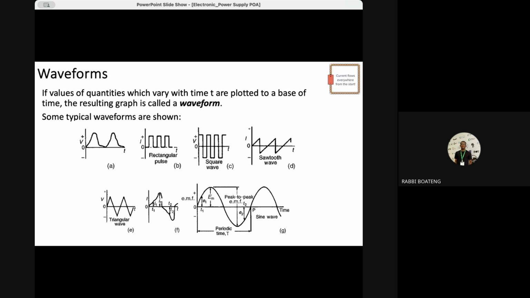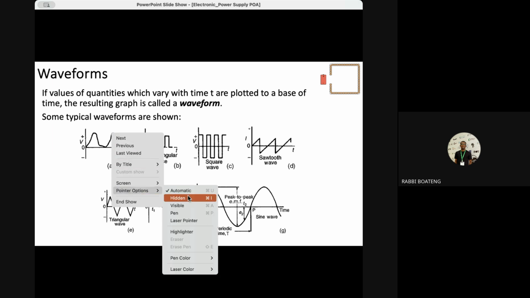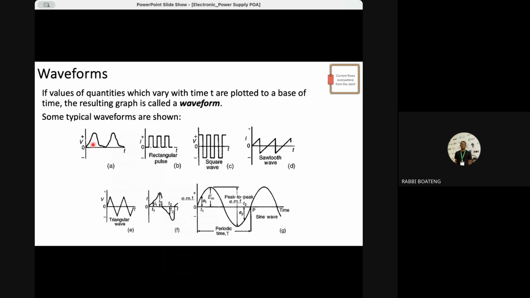So anytime there's a variation of this quantity and this variation goes with the varying of the time, we call it a waveform. And this quantity can be a whole lot of things. We can have, say, voltage. When we look at the first diagram here, you see there's time here and there's voltage here. So the quantity here is voltage, and it is varying with time. And that is what we call a waveform. So anytime you see a plot like this, you can call it a waveform.